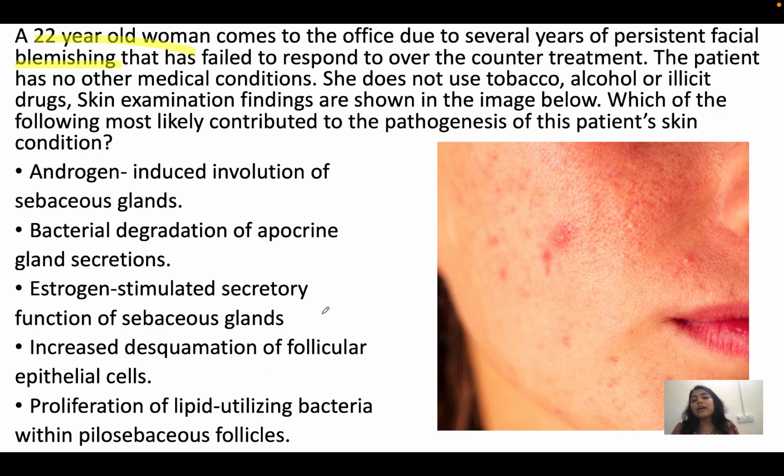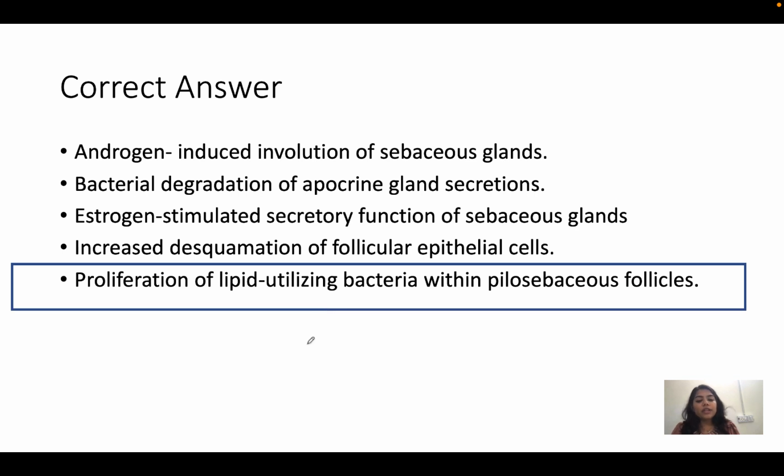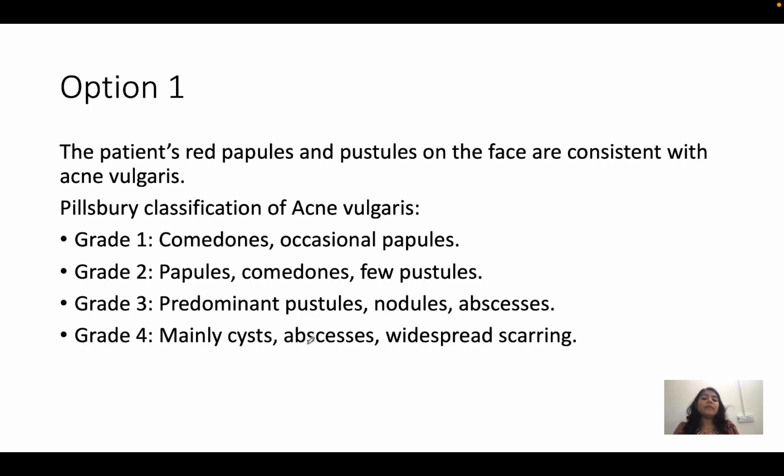So what do you think is the right answer? The right answer is the last one: proliferation of lipid utilizing bacteria within the pilosebaceous follicles. The image shown in this question is the image of a disease called acne vulgaris. You can see that the patient has red papules, pustules and scars on the face, and this is consistent with acne vulgaris.